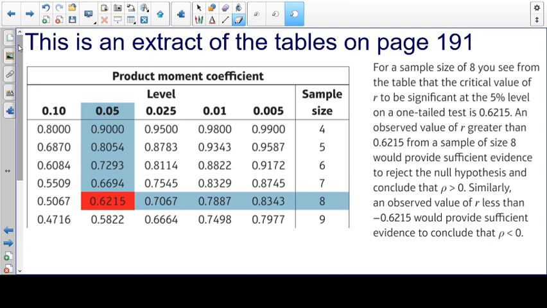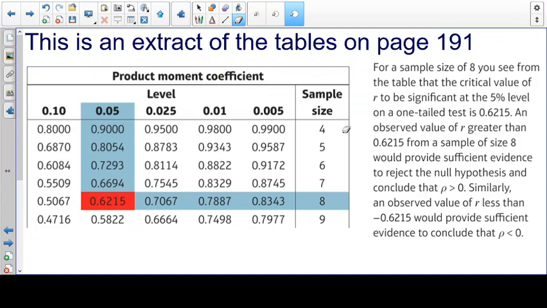Okay, now here is an extract of the table that you've got. It's on page 191 of the Year 2 Applied textbook. It's also at the back of your formula booklet. So if you turn to the back of your formula booklet, I think it's on the penultimate page after all the binomial distributions, you'll have one table that says product moment coefficients. If you haven't got your formula booklet, open Active Learn and turn to page 191 of that, and you'll see the same table. So here's just a snip of it.